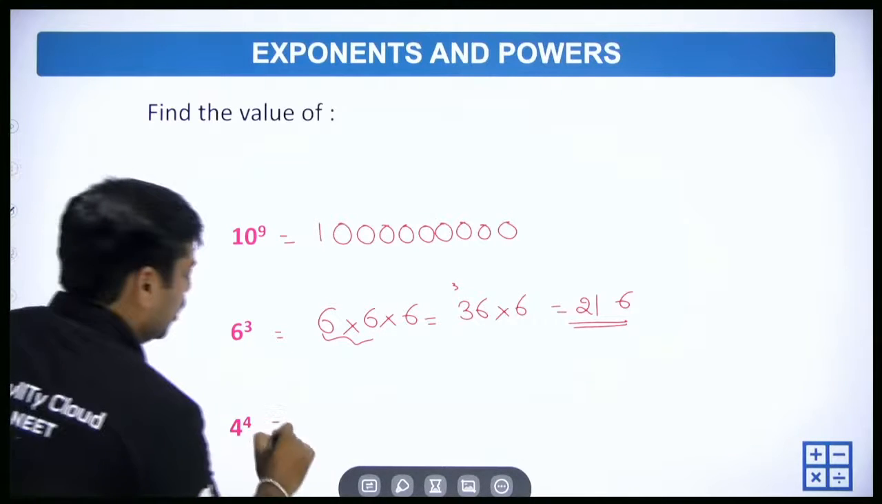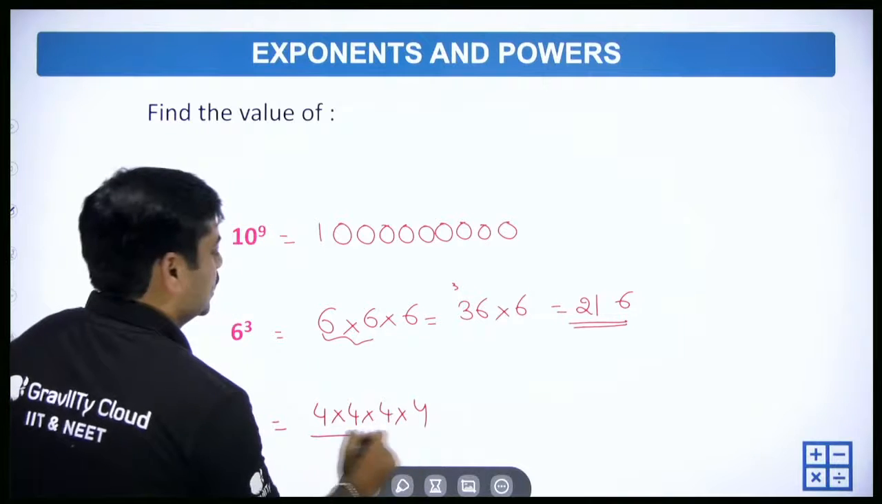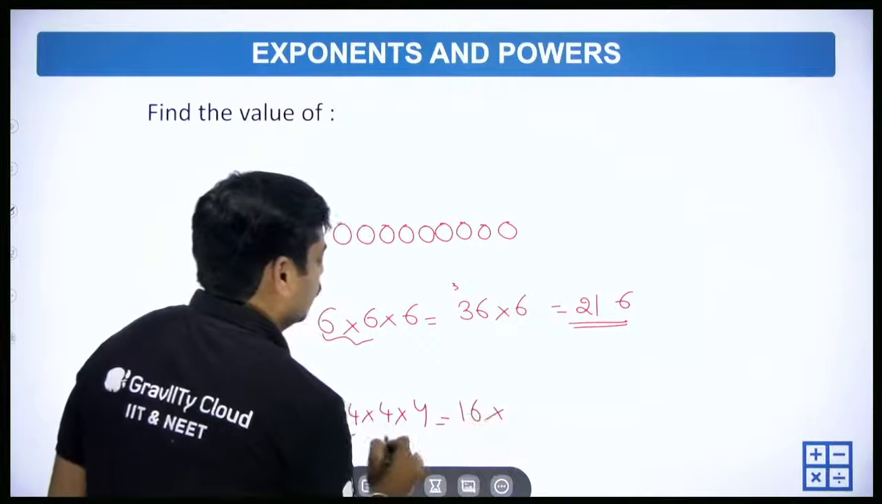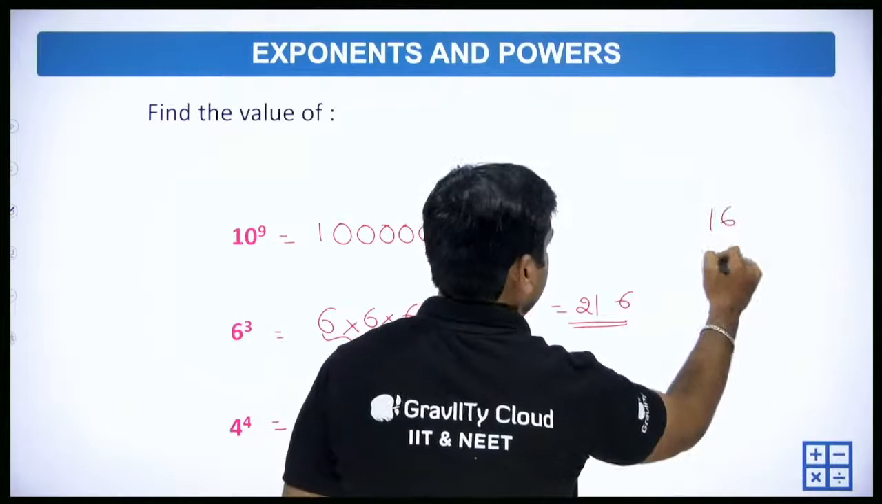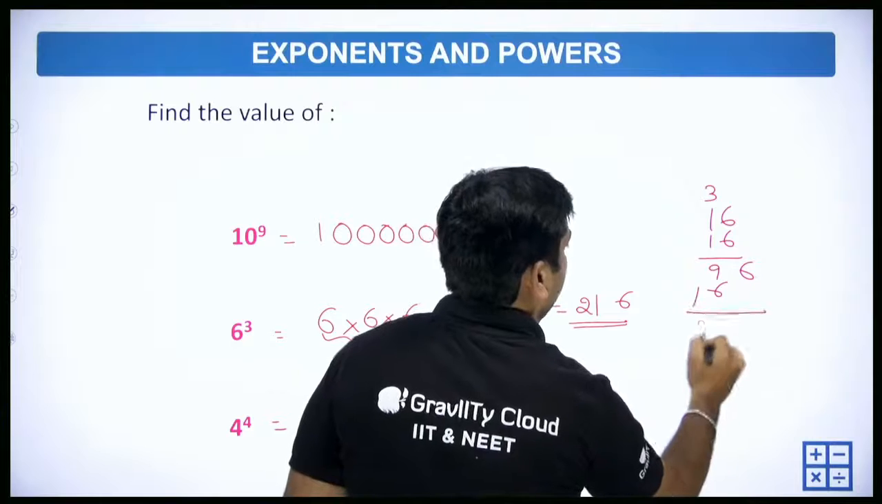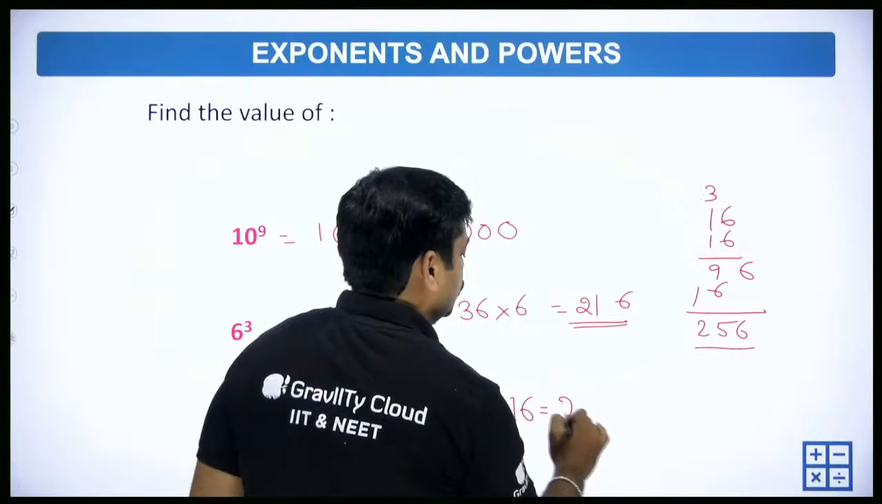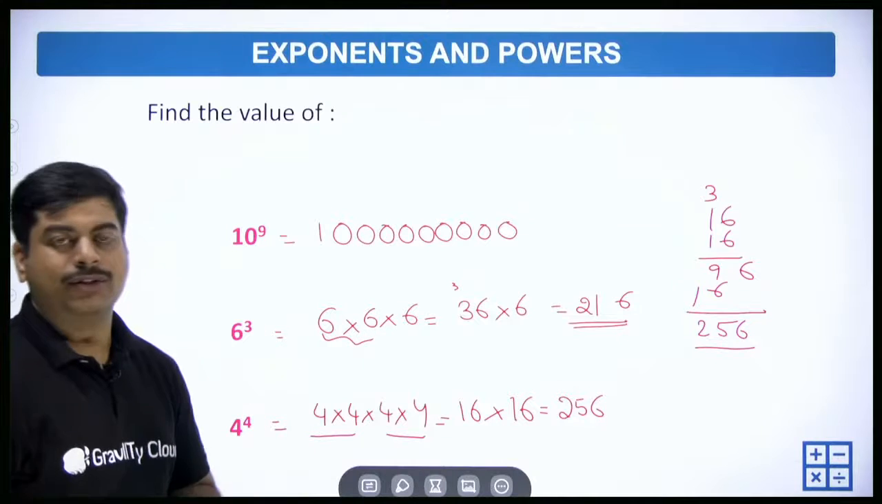So 4 to the power 4, 4 into 4 into 4 into 4. 4 4s are 16, into again 4 4s, 16. So 16 16s, maybe 256. Let me check that. 6 6s are 36, 6 1s are 6, 7, 8, 9, 6 1s. That becomes 256. So this is how you find the values, right?